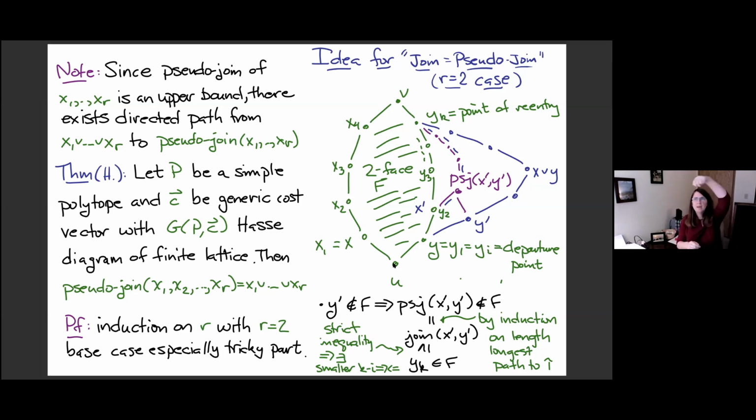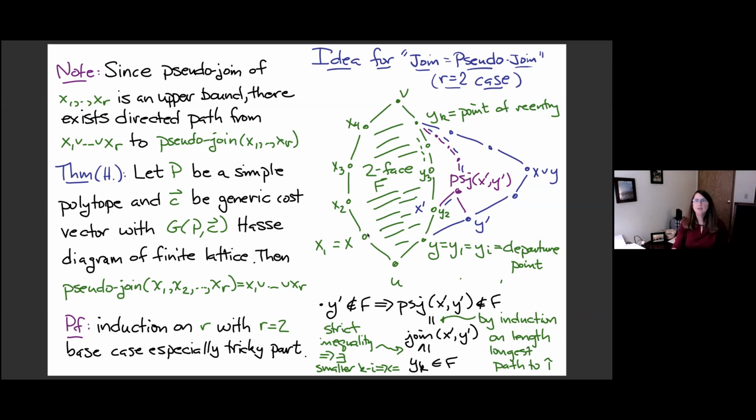On the other hand, if we had a V that covered two elements, X prime and Y prime, where the pseudo meet of X prime and Y prime was not equal to the meet of X prime and Y prime, then we could associate to this the length of the longest path from 0 hat up to V. And what we want to do is say, if there's a counterexample of either type, we want to pick one that minimizes this length of longest path. And without loss of generality, we can assume it's a join that's problematic.